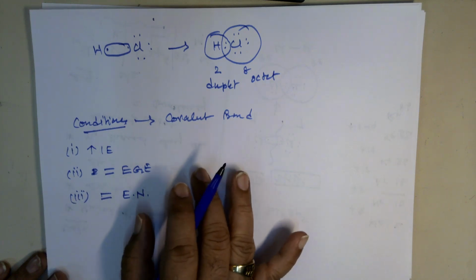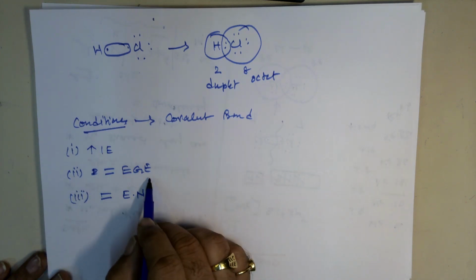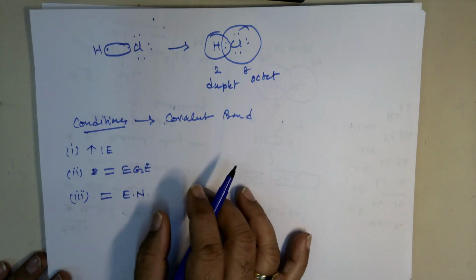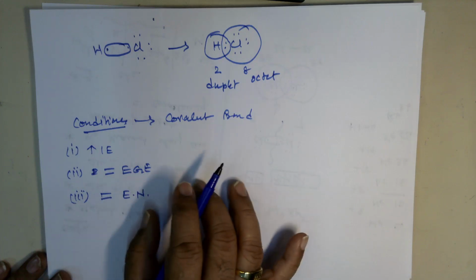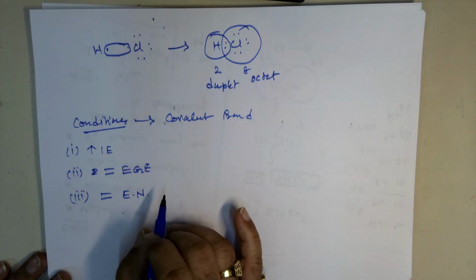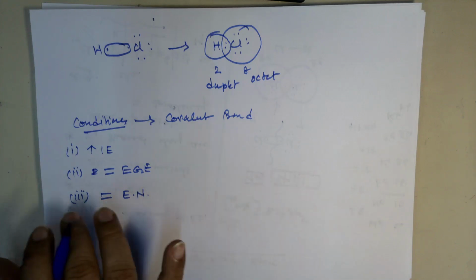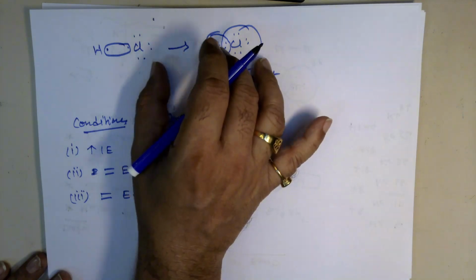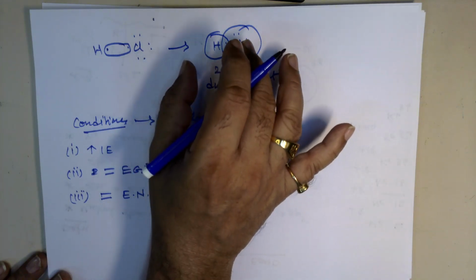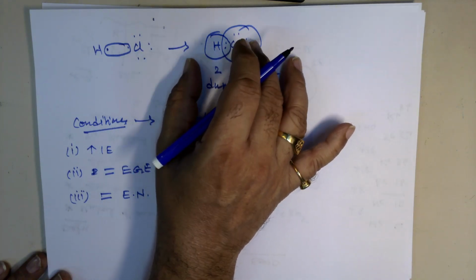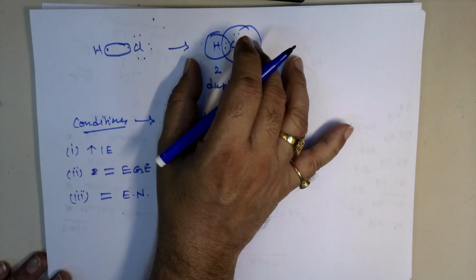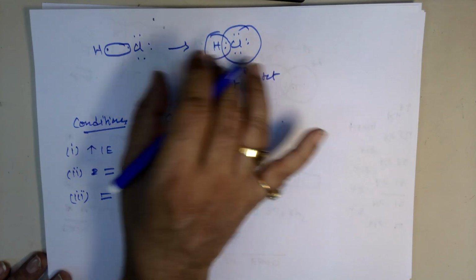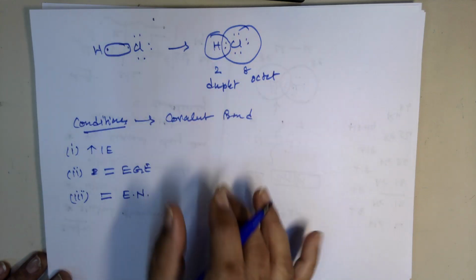In the case of electron gain enthalpy, the combining atoms for a covalent bond should have equal electron gain enthalpy, so that the participating atoms will have the mutual sharing of electrons and the bond exists as a mutually shared one.